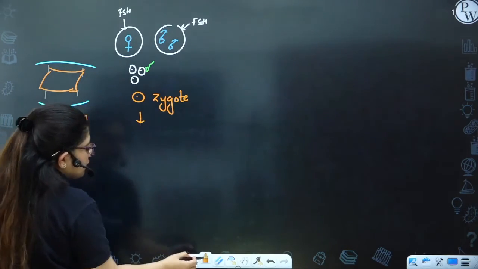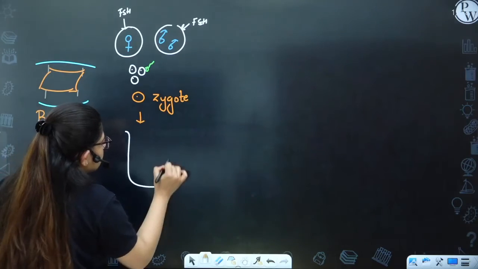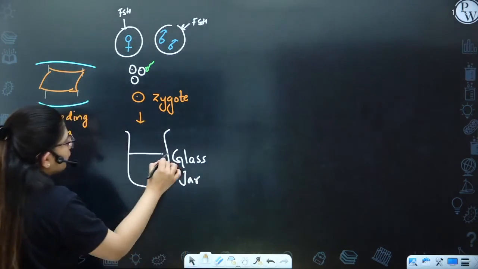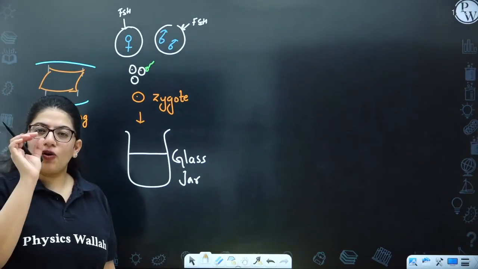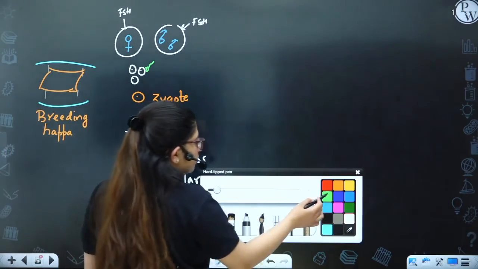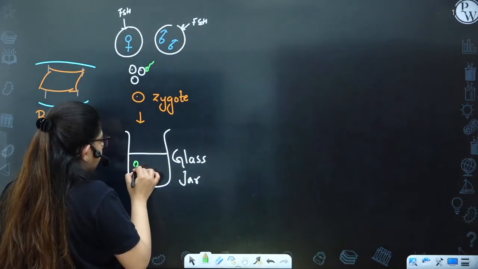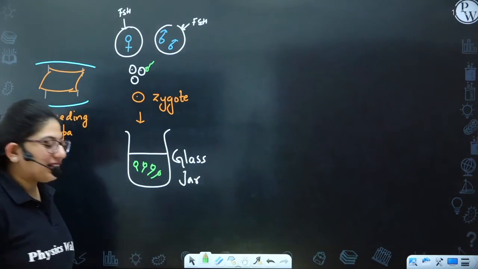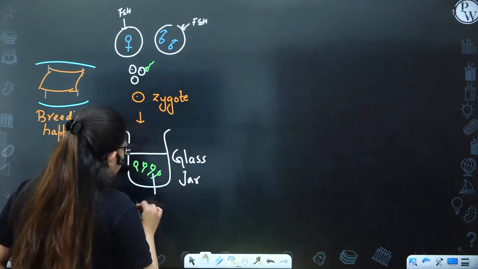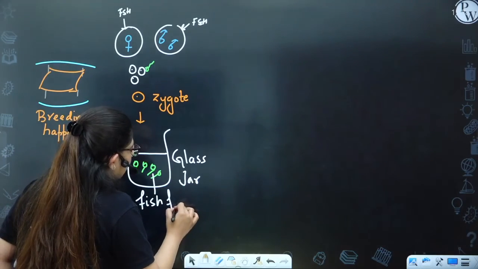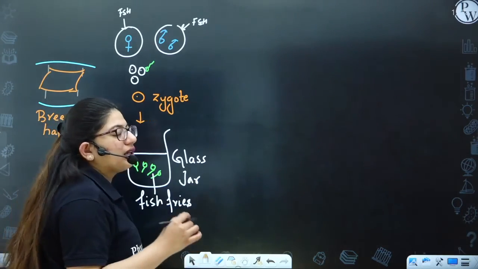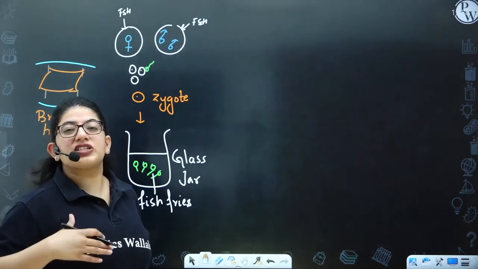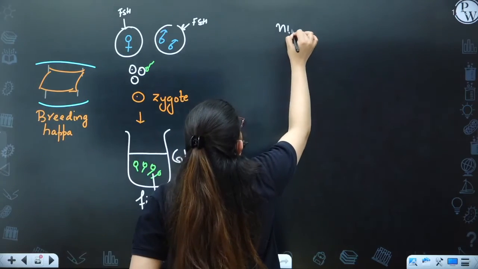And these are then transferred into glass jars. In the glass jar, they are going to hatch, and they will hatch into small, small fishes. So I'm making these as fishes. These small fishes are fish fries. So what are these? Fish fry. From this glass jar, these fish fries will be transferred to the nursery ponds.